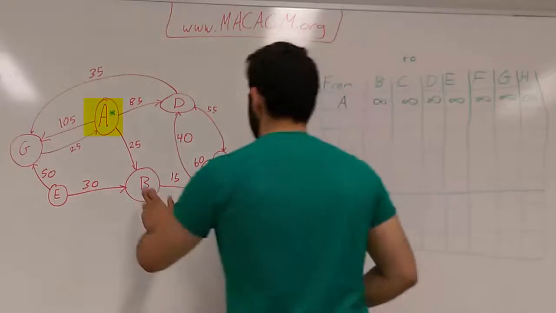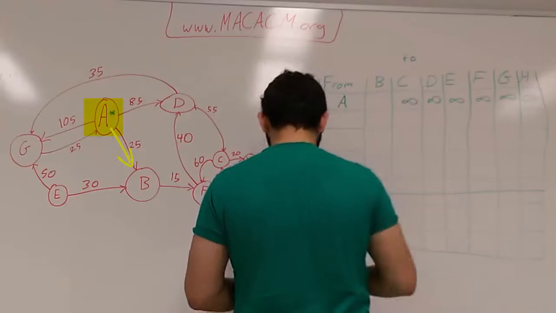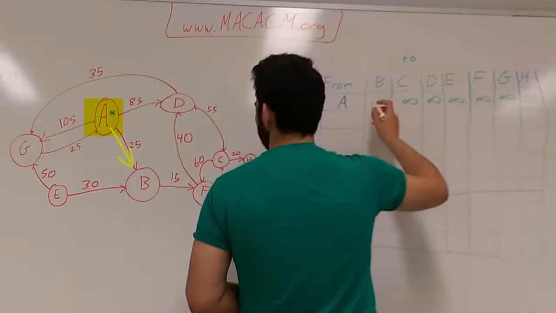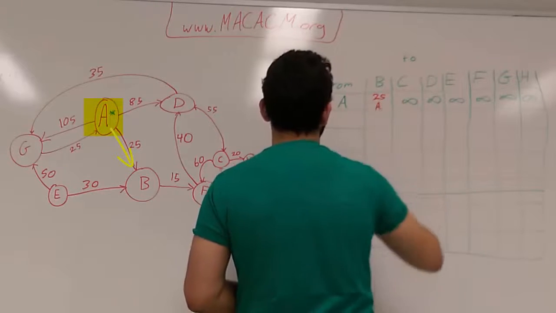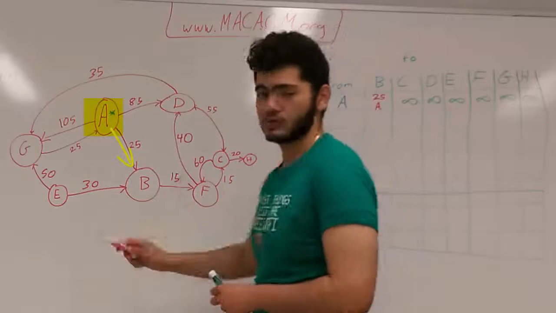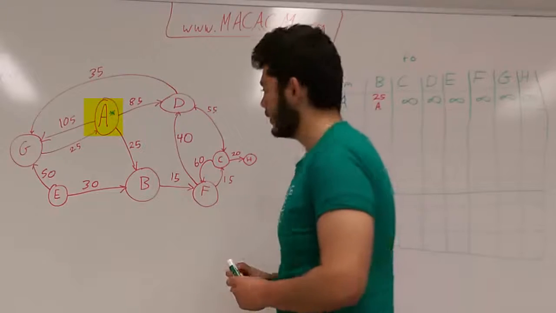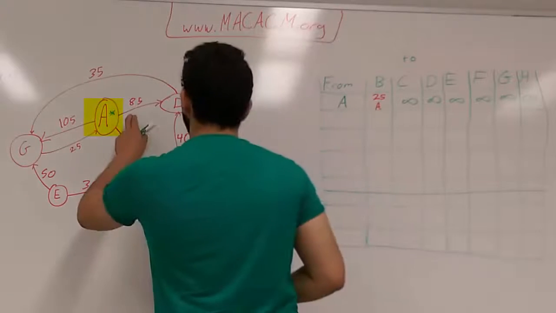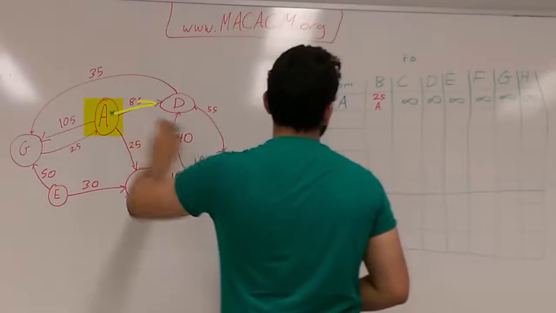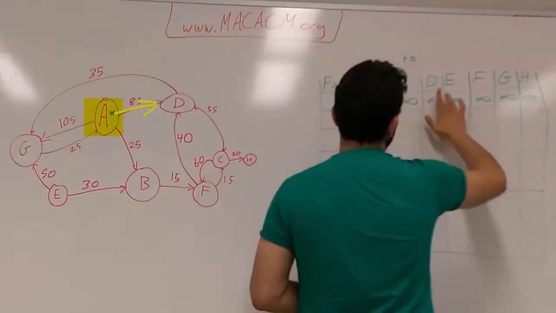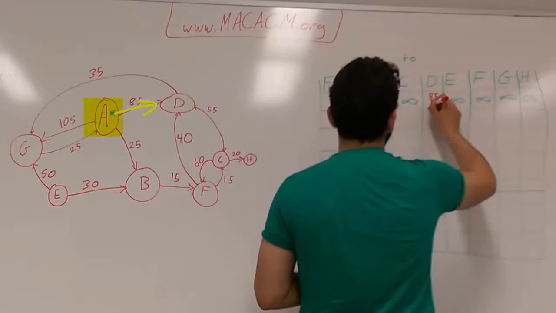So we can get to B for 25. That's better than infinity, so we are going to erase the infinity and have 25 coming from A instead. That's the cost of traveling from A to B. We have another road to take, which takes us to B, costing 85. So we're going to erase the infinity and write in the 85 from A instead.